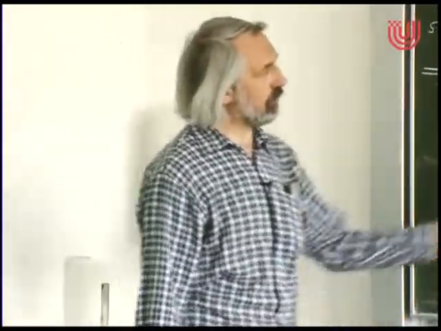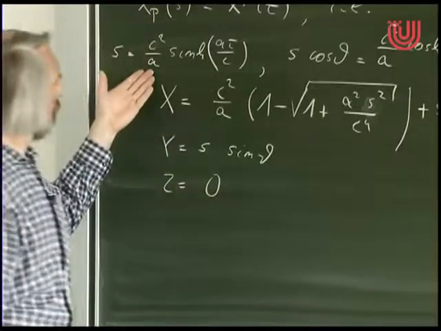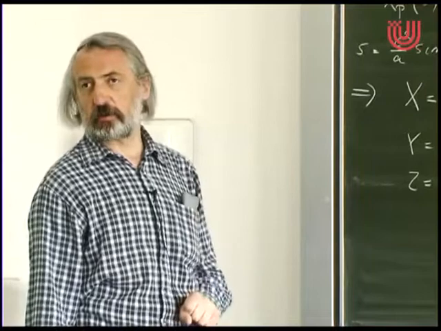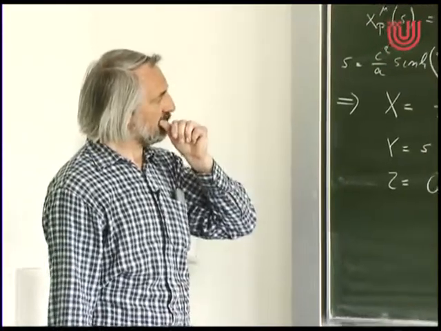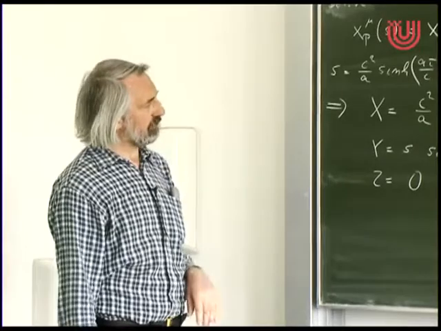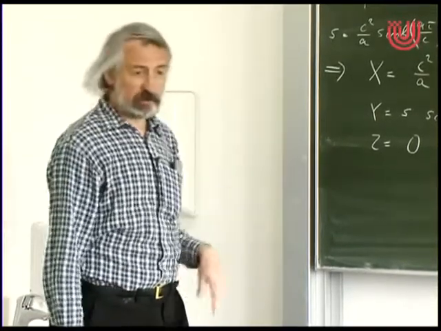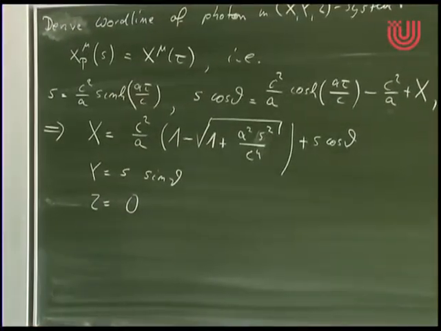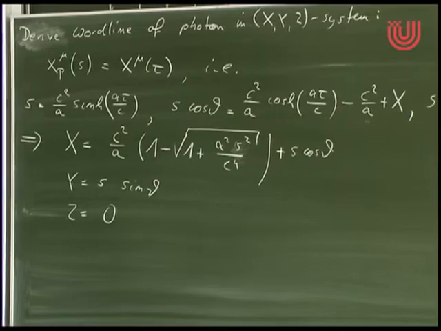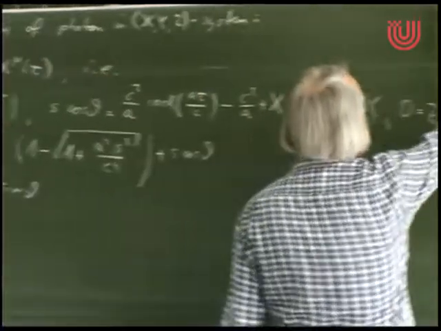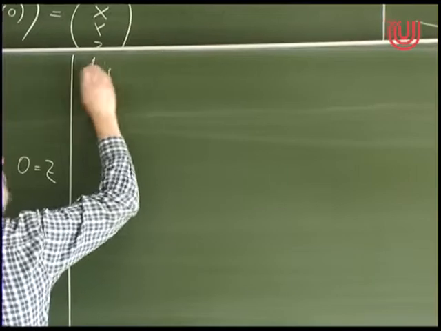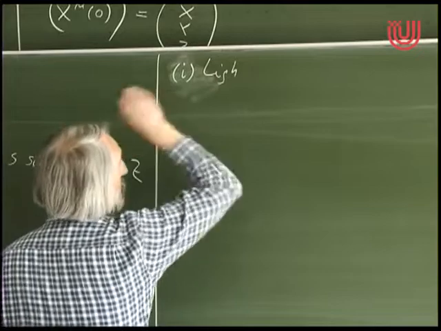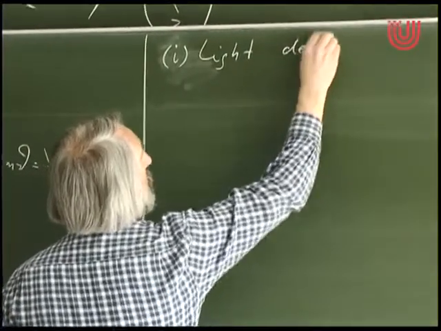If s runs from minus infinity to plus infinity, this gives me a curve in the XYZ system, and that's precisely the path of the classical photon in the accelerated system, and we can discuss this now. I won't manage to finish this completely, but I think I can do the light deflection. So that's the first thing. The second will be the redshift.